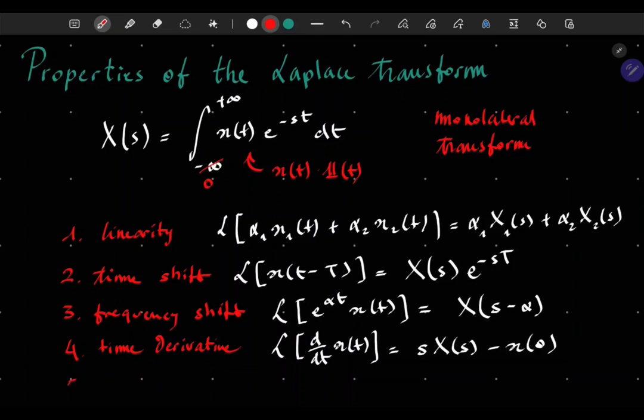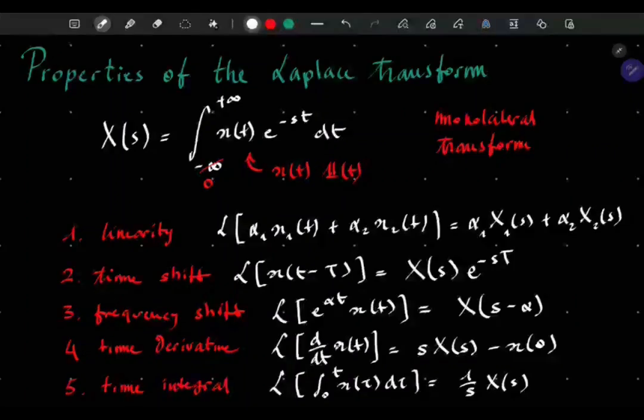We also have a property related to time integration, where if you apply the Laplace transform to the integral from 0 to t of a signal, then this is just 1 over s times the original transform. Note that the last two properties are of paramount importance, and they're probably the main reason behind the popularity of the Laplace transform in control engineering, because they allow to transform the differential relations involving derivatives and integrals into algebraic ones involving multiplications and divisions times the complex variable s.